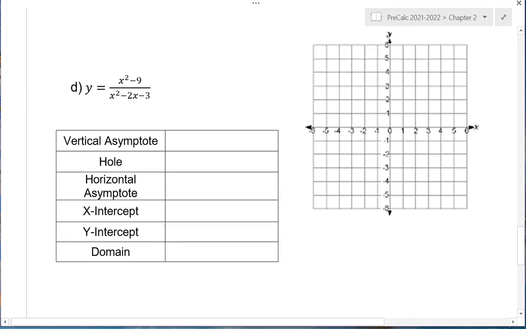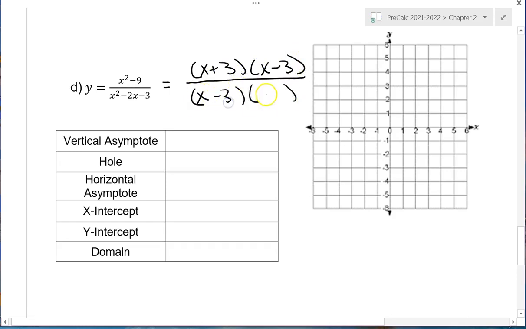And let's do this last one. This will be our last one. Notice there's a lot of things we can factor here. I have an x plus 3 times x minus 3. And then I have an x minus 3 times x plus 1. Look at what cancels. X minus 3. So my vertical asymptote is only at x equals negative 1. I have a hole at 3.